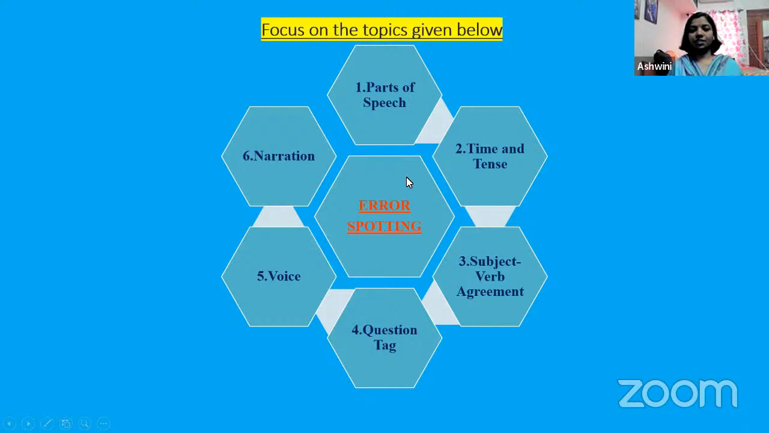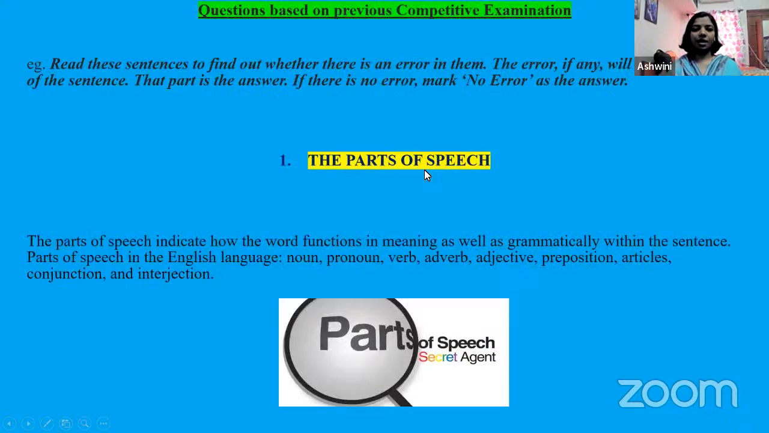If the students want to take a screenshot of this particular diagram, they must, because this is a very important diagram. That is the parts of speech, time and tense, subject-verb agreement, question tag, voice and narration. Okay, now the first topic we deal with is the parts of speech.